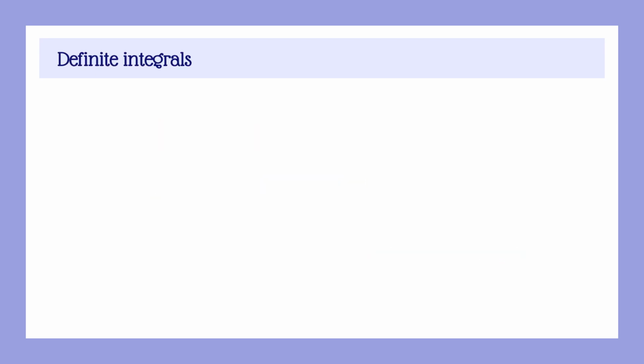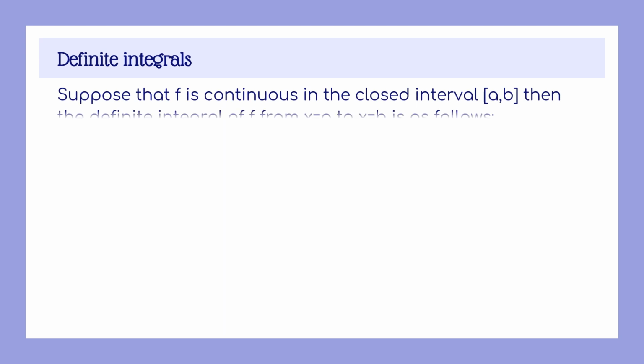Now, I want to explain about definite integral. Suppose that f is continuous in the closed interval from a to b, then definite integral of f from x equals a to x equals b is as follows. Here, integrate f(x) dx from a to b.